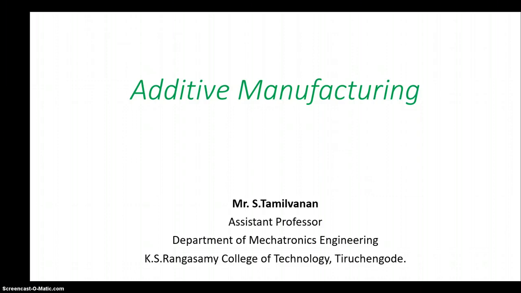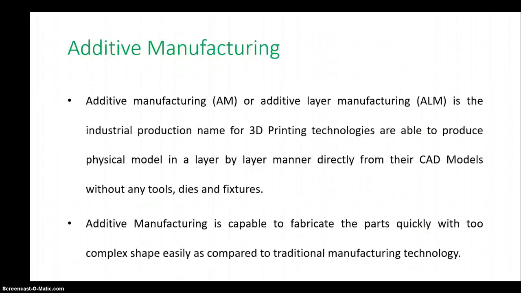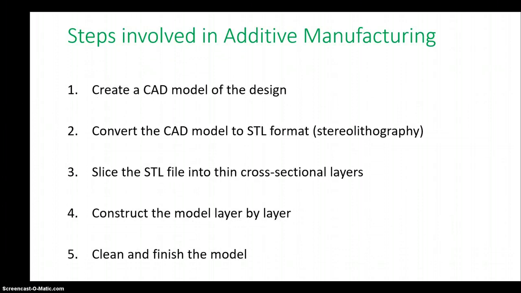Today we are going to see about additive manufacturing. What is additive manufacturing? Additive manufacturing, or additive layer manufacturing, is the industrial production name for 3D printing technologies that are enabled to produce physical models in a layer by layer manner directly from their CAD models without any tools, dies and fixtures. Additive manufacturing is capable of fabricating parts quickly, with complex shapes, easily as compared to traditional manufacturing technology.